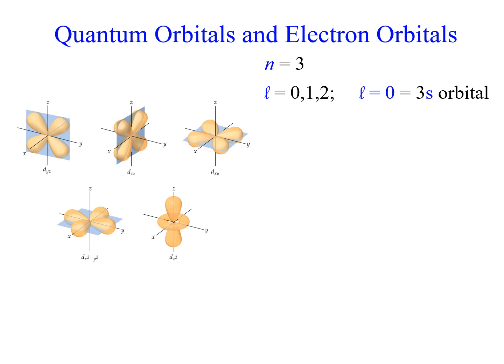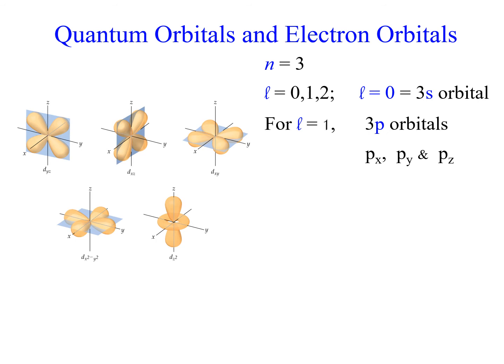Looking at the quantum orbitals and electron orbitals for n equals 3, you can have an L of 0, an L of 1, or an L of 2. Where L equals 0, that's the 3s orbital. We're looking at the third energy level, the third quantum level, and each quantum level has an s orbital, so L equals 0 for the 3s.